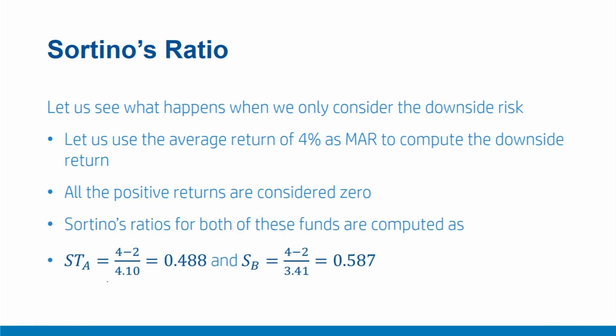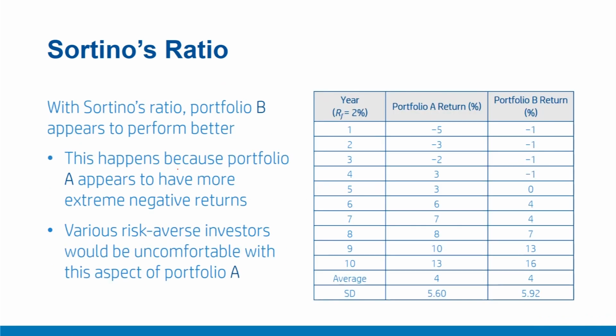Therefore, the Sortino ratio becomes R_P minus T upon downside risk. T is the risk-free rate, which is 2%, and the downside risk measures we have computed are 4.10 and 3.41. So the figure for the Sortino ratio is 0.488 for portfolio A and 0.587 for portfolio B. Based on these results, it appears that as per the Sortino ratio, portfolio B performed better.